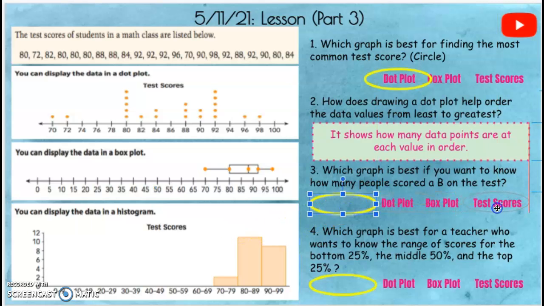So, whoa, why did I put test scores? That should be histogram. My bad. I don't even know why. Histogram. So that should be a histogram.